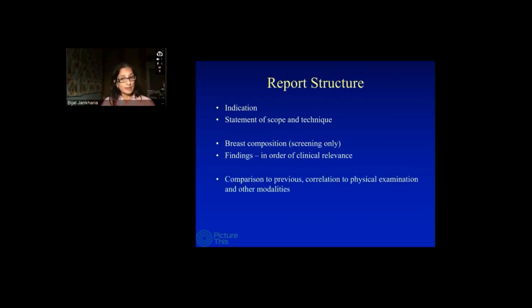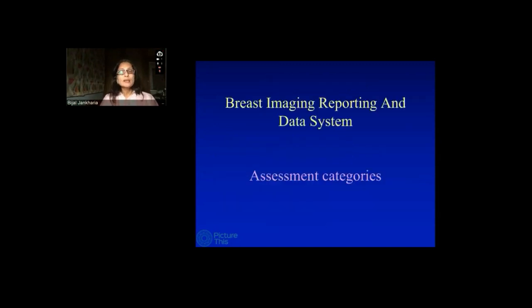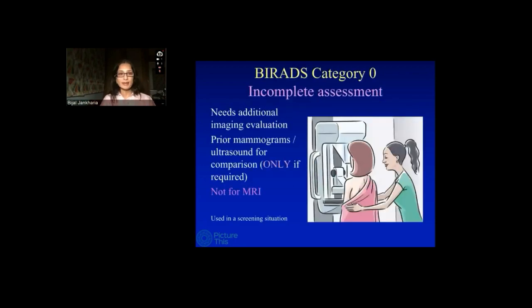Compare them with previous examinations, with the mammo, with a physical examination, and even mention that at the site of the palpable lump, we are seeing so and so on ultrasound. And then finally give the assessment category with the management recommendation. So let's go on to the next important part, which is the assessment category.